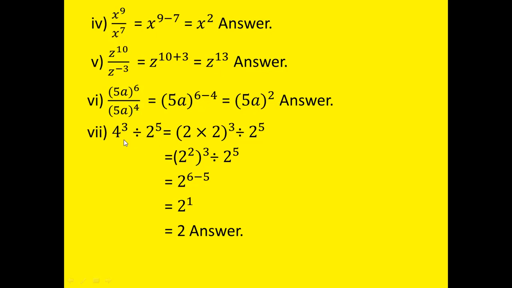Next one, look here, 4 cube divided by 2 power 5. As I told you, we should try to convert them into the same base, okay, not similar, same base. Then only we can apply the laws of indices. It will be 2 square, then 2 into 2 means 2 square, 2 threes are 6, 2 power 6, and then this is divided, that's why we have to subtract the power. 6 minus 5 means 1, 2 power 1, 2 only, okay.